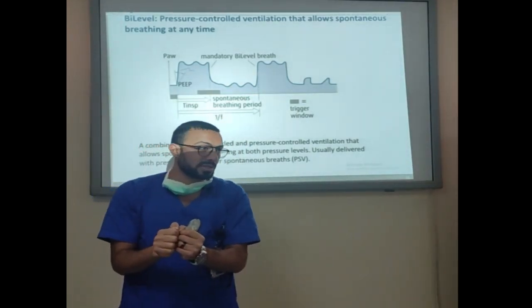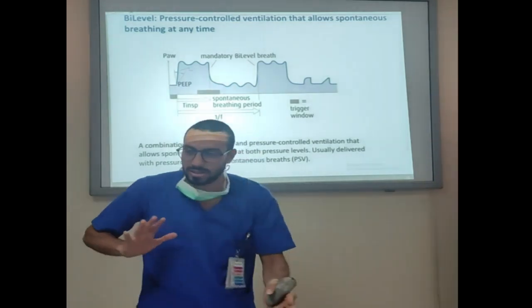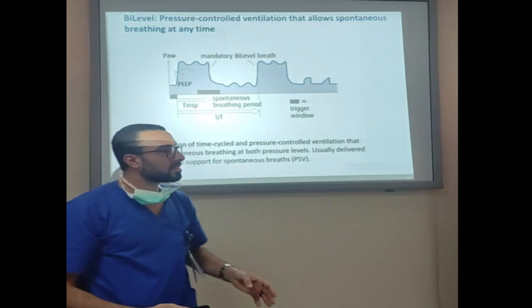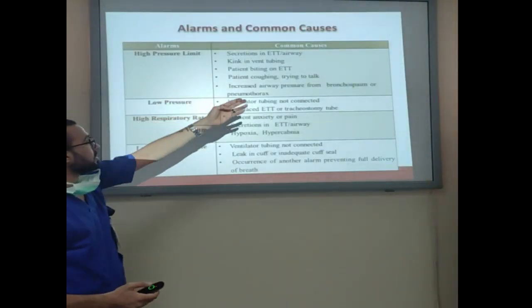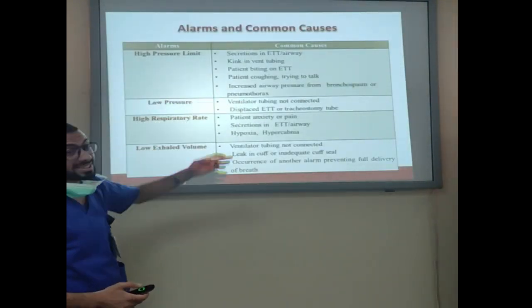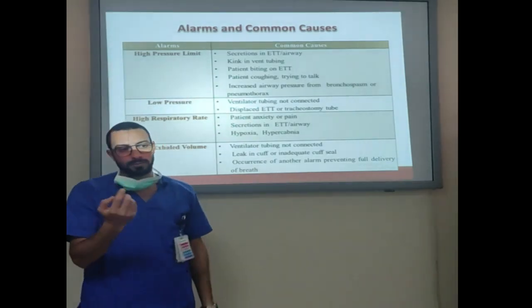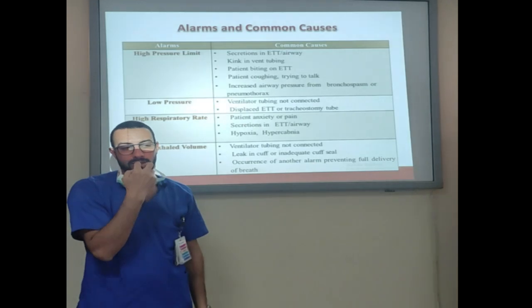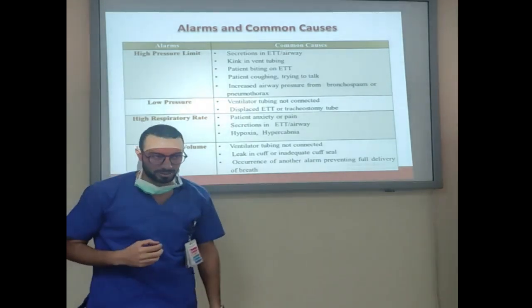What about secretions? Heavy secretions. So there is blockage. The ventilator is trying to push, but something resists this. This is what's called the high pressure. So secretions, kink in the vent tubing, patient biting on the ATT. Most of the time we put an oropharyngeal airway beside the tube just to avoid biting on the tube.